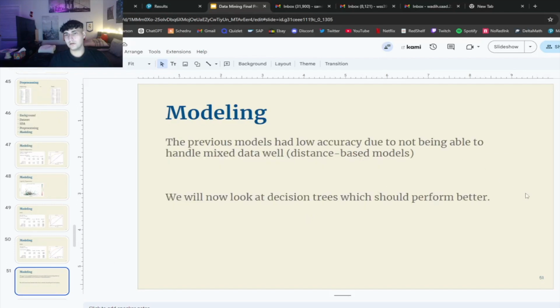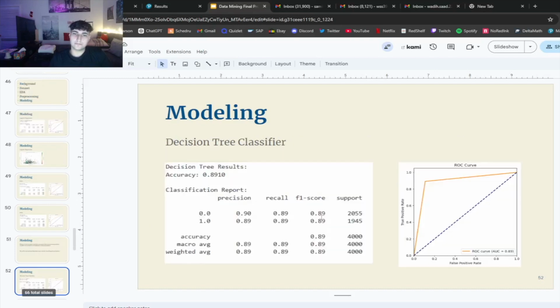The previous models unfortunately had low accuracy due to not being able to handle mixed data well. However, now we will look at decision trees, which should perform better. So this is the decision tree classifier, which has an accuracy rate of 0.89. You can see visually from the ROC curve here the difference, as well as the precision, recall, F1 score, and support numbers.